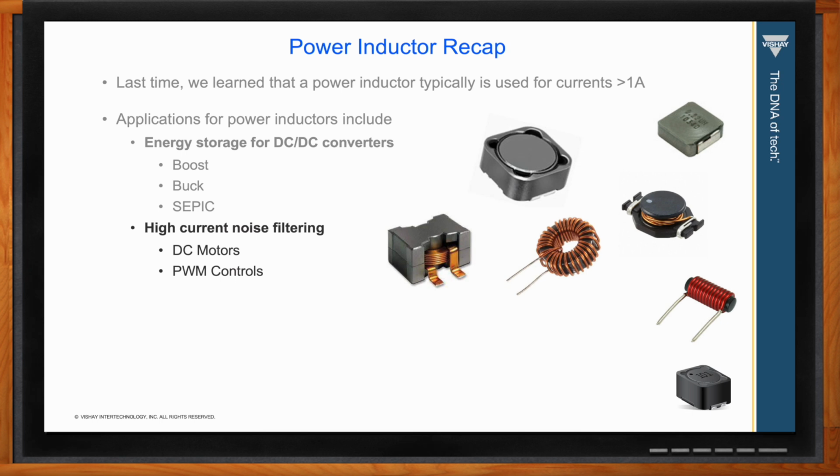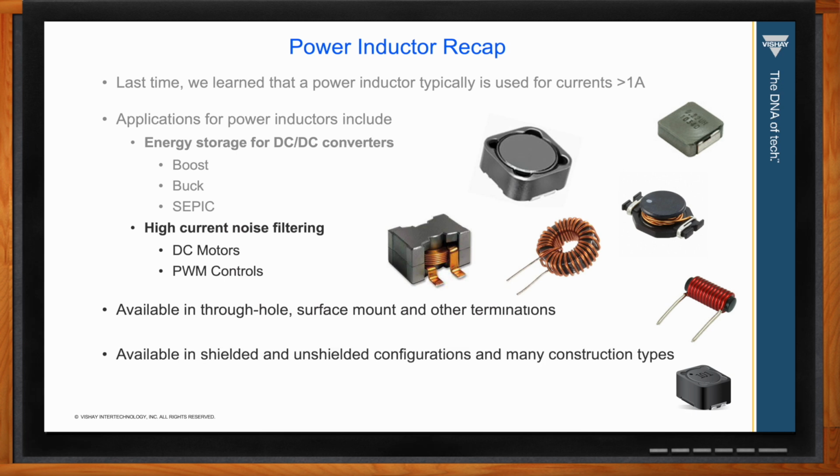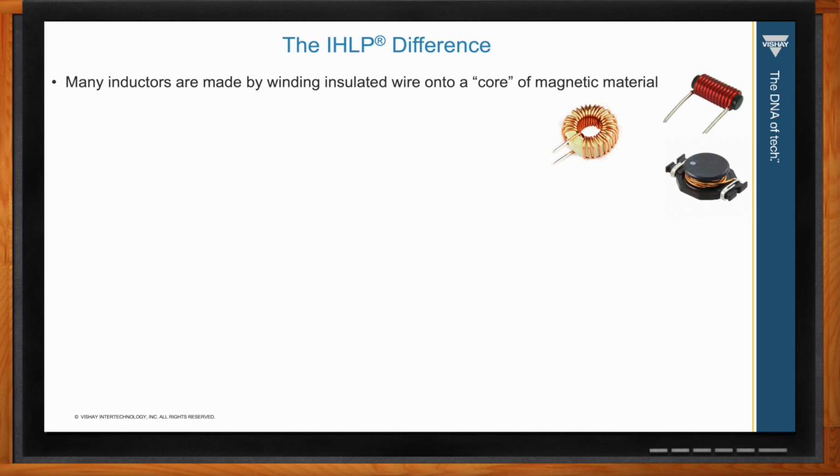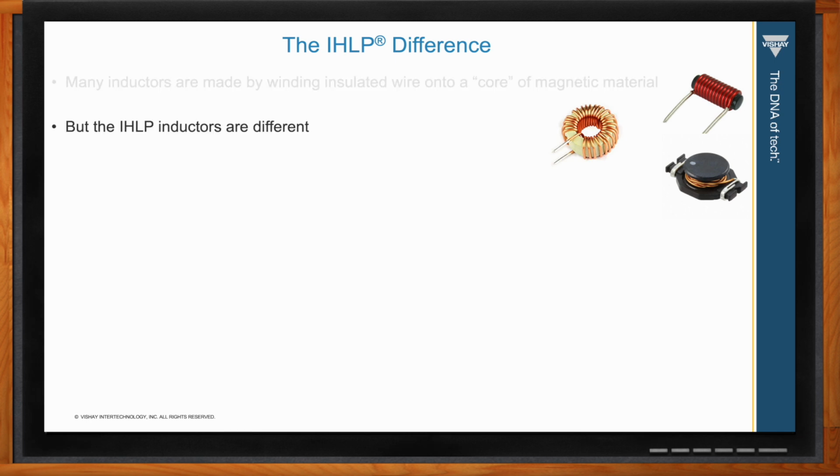Now, the power inductors are available in through-hole, surface mount, and other types of terminations. They're available in what's called shielded and unshielded configurations and many, many different construction types, which a few are shown here on the screen. So what's the difference with the IHLP? That's what we talked about last time. Well, many of the inductors are made by winding insulated wire on a core of magnetic material, like you see here in the photos. But the IHLP inductors, if you remember, are different.